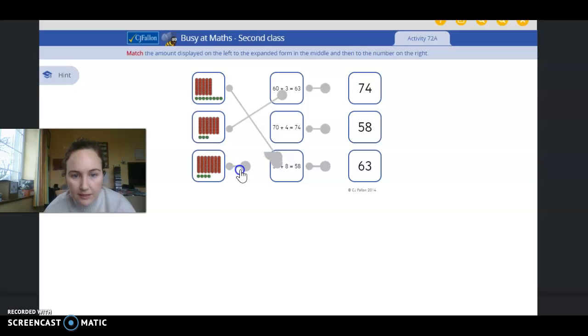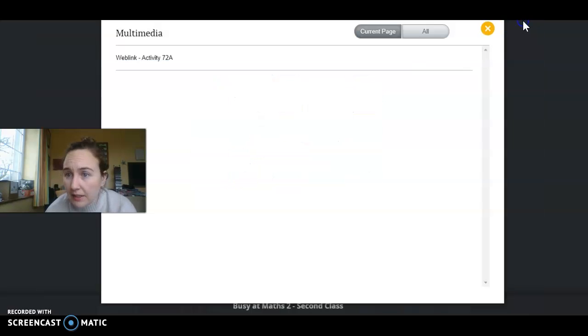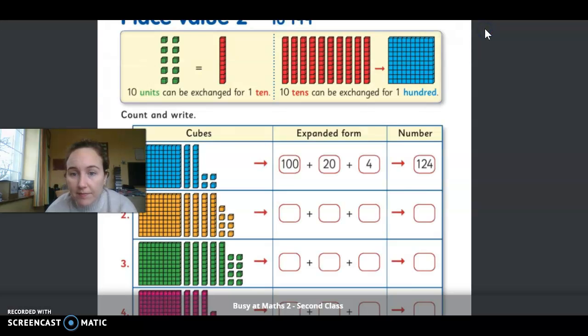And this button is just not working. That one was 63. This one was 58. And I'm sorry, but these don't seem to be really working. I hope you get the idea.